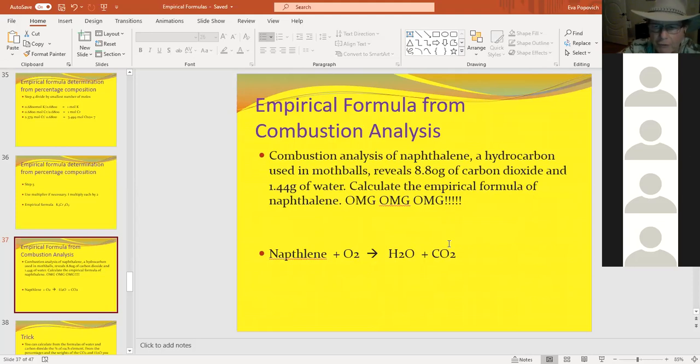Now, Jackson, you there, Jackson? Yes. Okay, Jackson, can you see that all of the hydrogen that was within the naphthalene got converted to H2O? Can you see that? Yes. Can you see that all the carbon in naphthalene got converted to CO2? Yes. So if we can figure out from the grams of water how much hydrogen we have, then we'd have the grams of hydrogen. If we can find out from the grams of carbon dioxide how much carbon we had, then we have the grams of carbon.